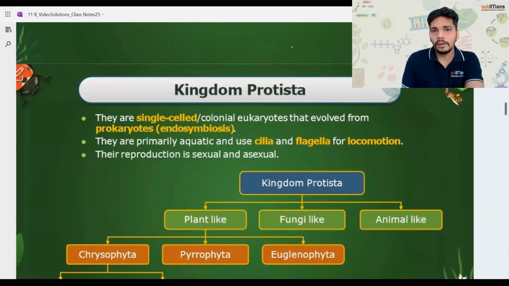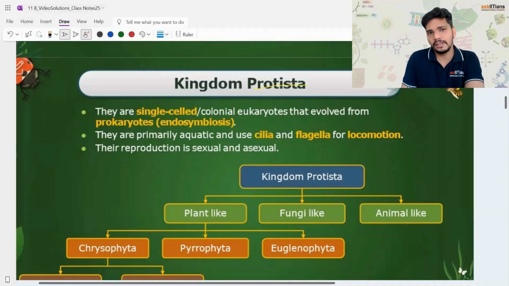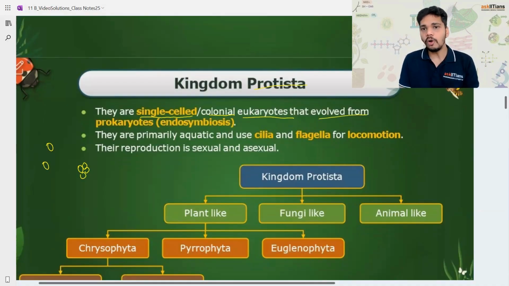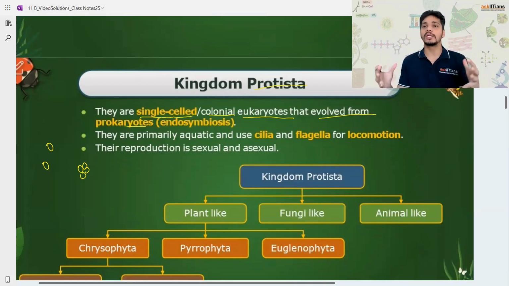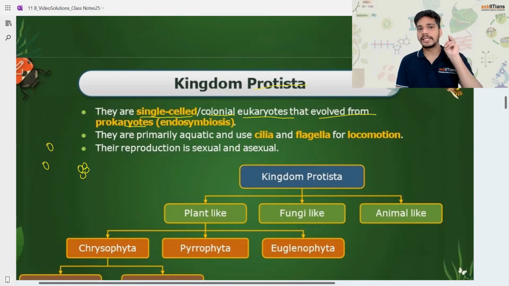Here it is. So when you talk about the Protista, what is the first thing that comes to your mind? They are single cell or colonial. They have a single cell or they are found in colony-like structures. Eukaryotes, yes, they are eukaryotes, well developed, evolved from the prokaryotes through endosymbiosis. Endo means inside, symbiosis means what? Mutually beneficial, right? So they are eukaryotic, single cell or colonial, and they evolved from the prokaryotes.